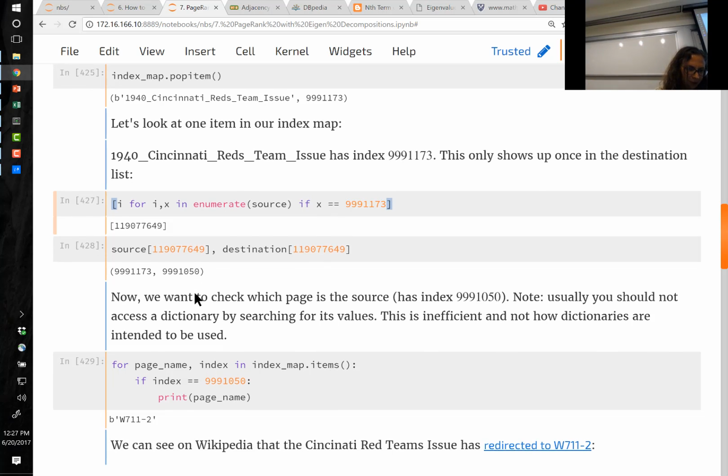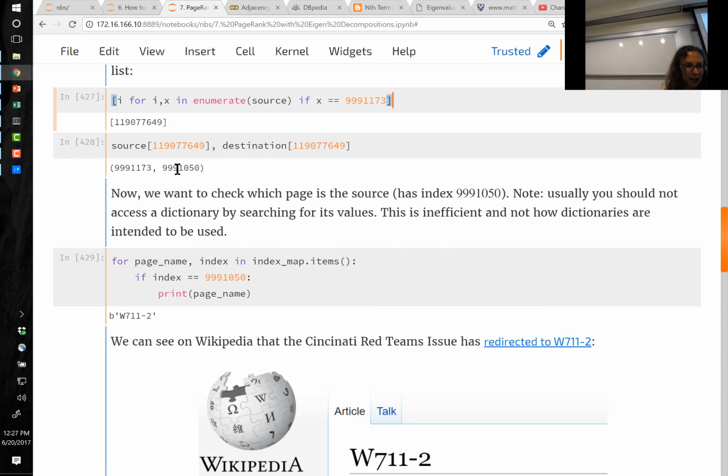All this to say, then we look up 9991050 and find out that that is page W711-2. I actually tried popping several elements off to see if I could find something more interesting. But some of them were for pages that have been deleted, because I think the DBpedia dataset is not super current. Wikipedia gets changed a lot. So this was actually the best I could do.